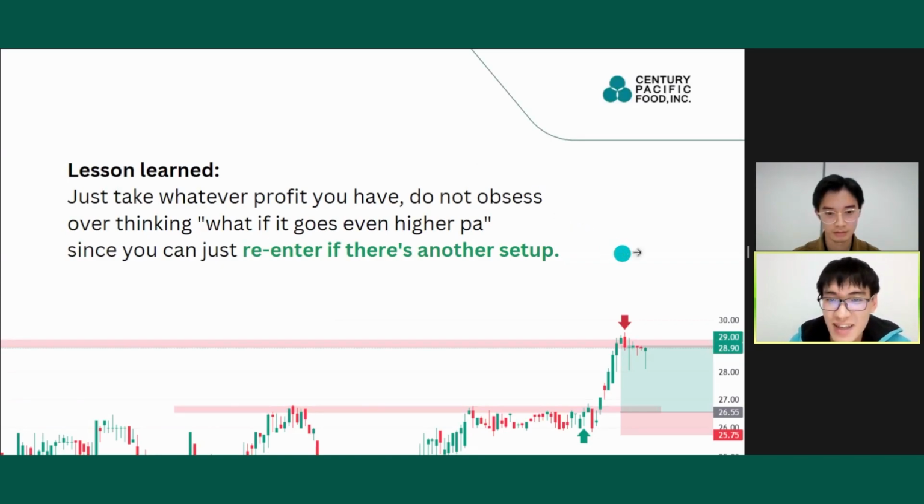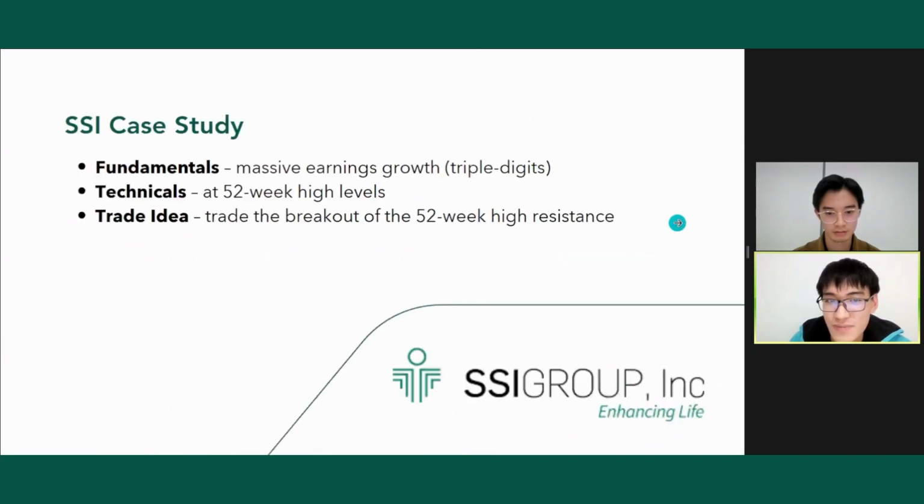So that's for CNPF. Then next is SSI. So here's another of my trades. So what's the fundamentals? Massive earnings growth, so triple digits. So if I'm not mistaken, SSI owns a lot of the luxury brands here in the Philippines. Yep. Like I think Louis Vuitton, I think they're the ones who operate the stores here. So that's the fundamentals. And this was during the recovery from COVID.